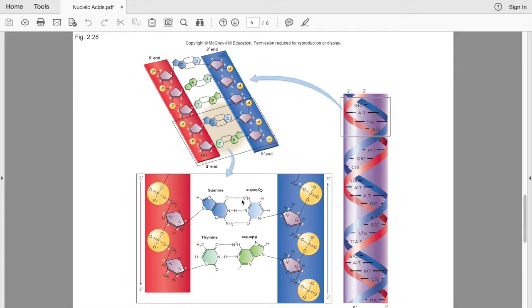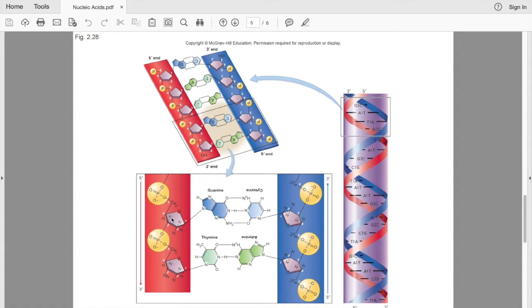If we zoom in here, we can see our guanine cytosine. Here are our 3 hydrogen bonds. Here's our thymine adenine, 2 hydrogen bonds. And here we have our phosphodiester linkage hooking up our sugar backbone.